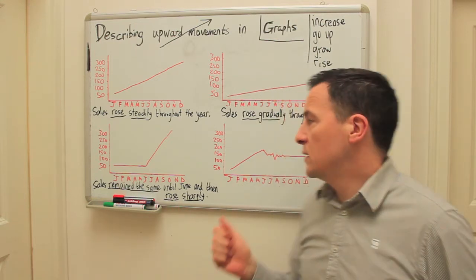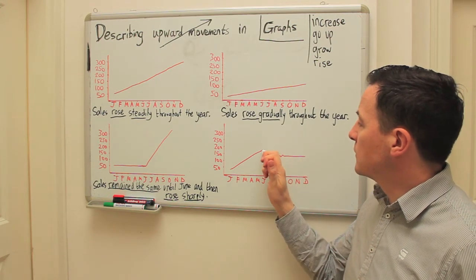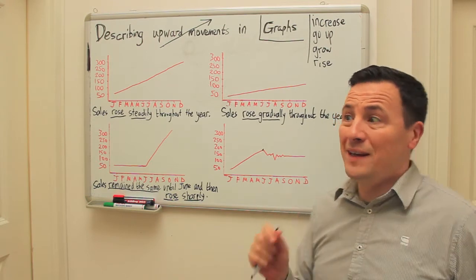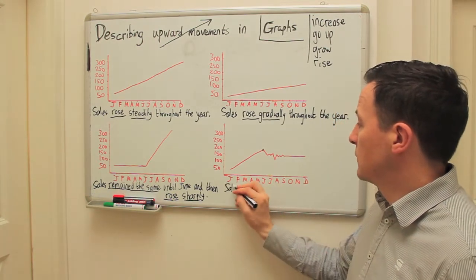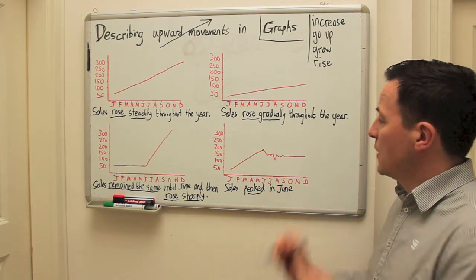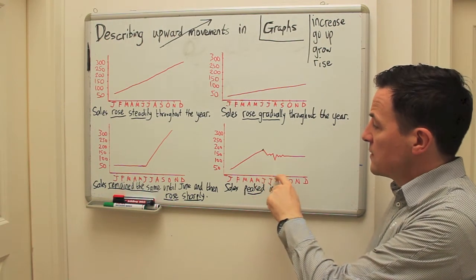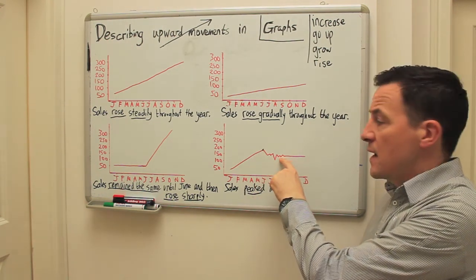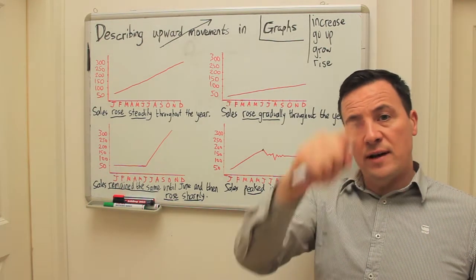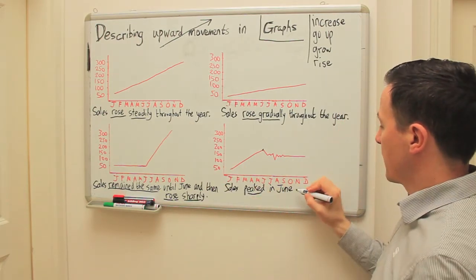So finally, let's have a look at this one here. So with this point here, this is a peak, and the verb is peaked. Sales peaked in June. And then here you could say fluctuated. So fluctuated over summer, and then the last verb would be leveled off. So they fluctuated and then they leveled off. So they leveled off in September.